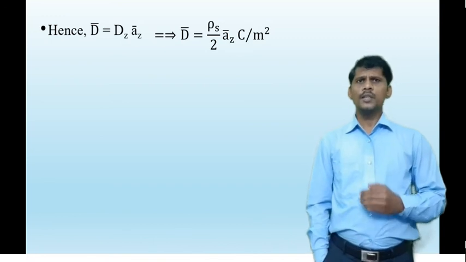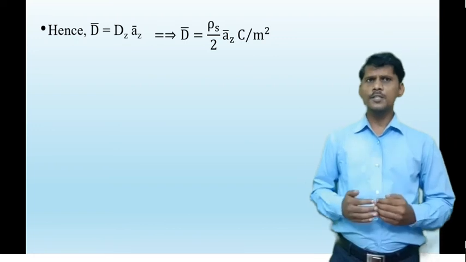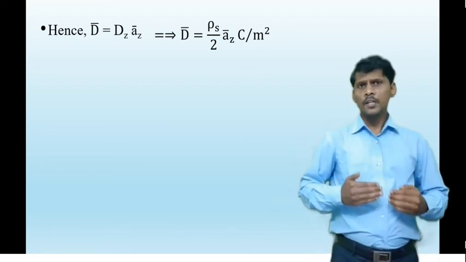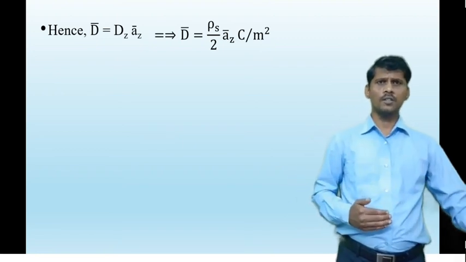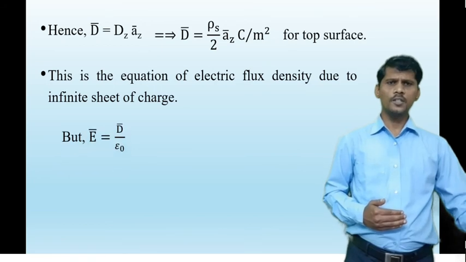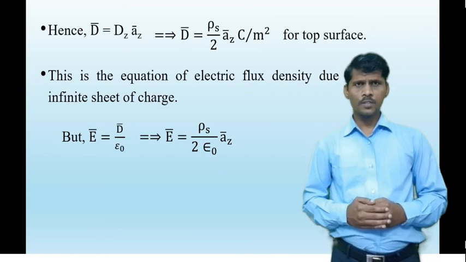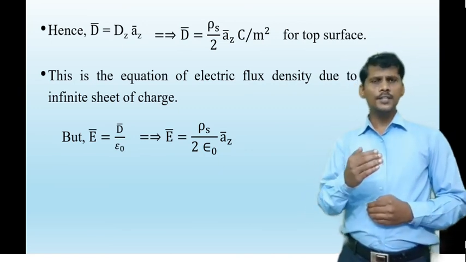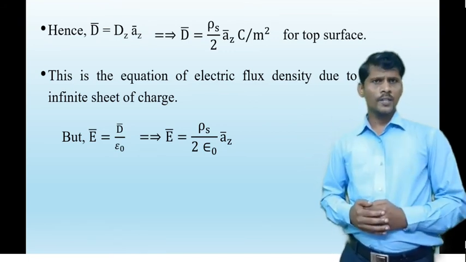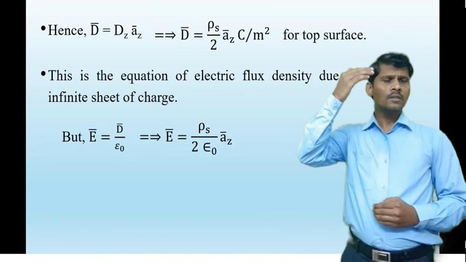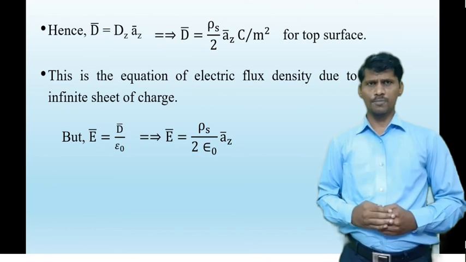Next, calculate the electric field intensity. We know the relationship between electric field intensity and electric flux density: D bar is equal to epsilon naught into E bar, so E bar is equal to D bar by epsilon naught. Substituting the D bar value, we get the electric field intensity E bar is equal to rho s by 2 epsilon naught into a_z bar. So this is the equation of electric field intensity and electric flux density due to an infinite sheet of charge for above the xy plane or top of the surface.